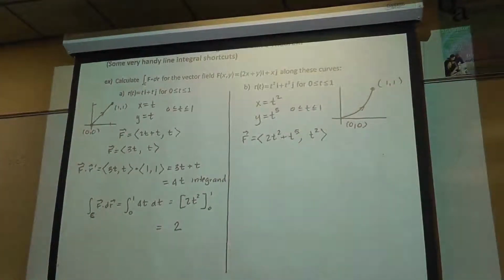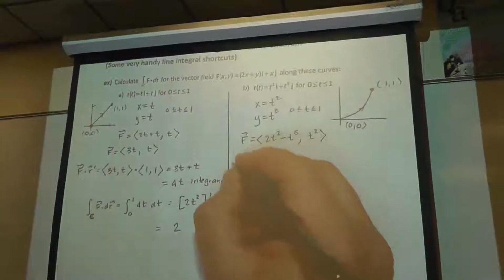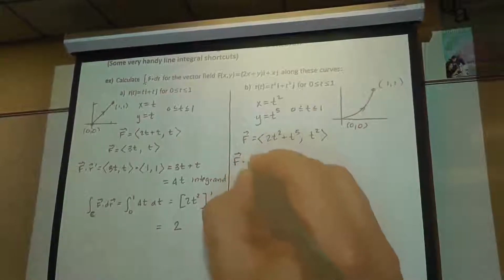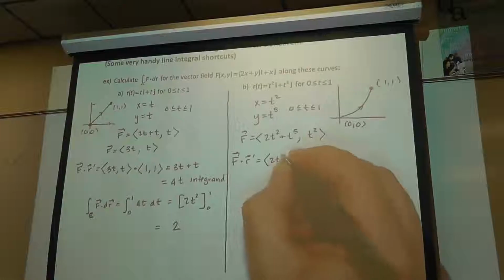And then I want to do this thing's dot product with r prime. So that'll build my integrand. So let me copy my F down. I really didn't leave myself too much room to do this.